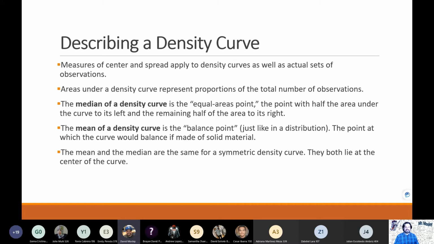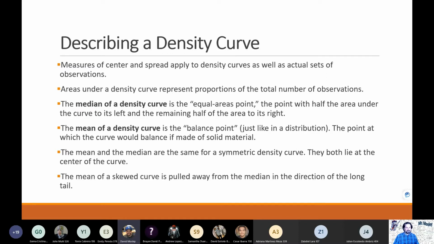The mean and median are the same for a symmetric density curve, at the center of the curve. And the mean of a skewed curve is pulled away from the median in the direction of the long tail. And this is a lot of what we've seen in describing distributions. In a symmetric distribution, the mean and median should be about the same. In a skewed distribution, the mean is pulled away from the median in the direction of the tail.